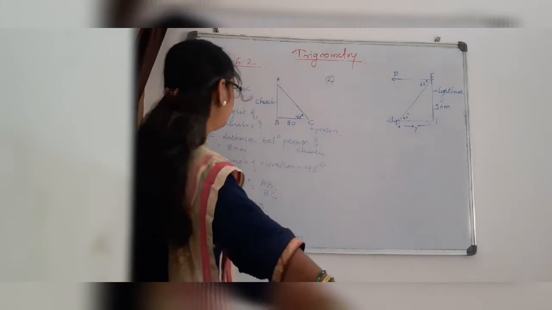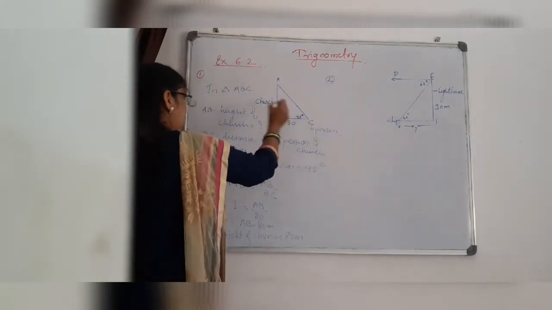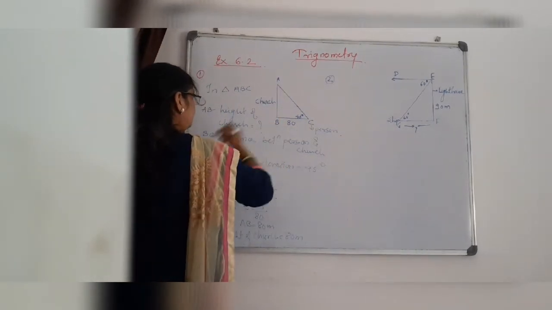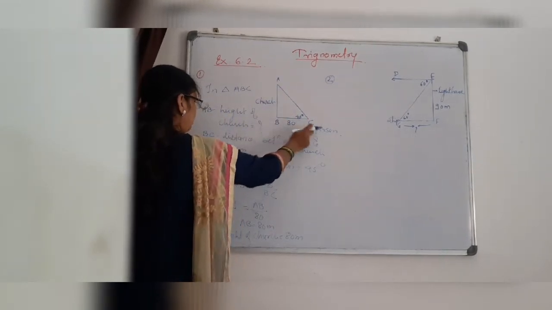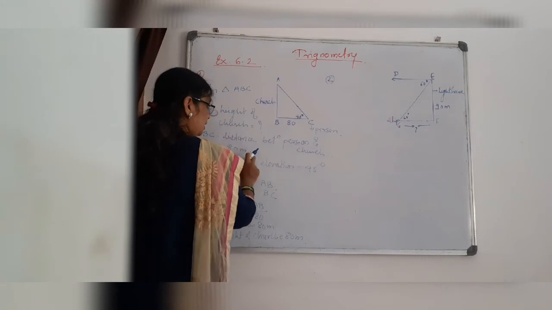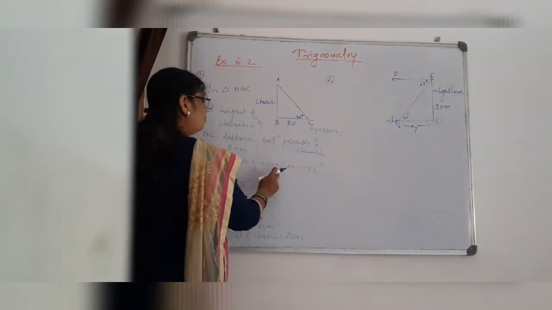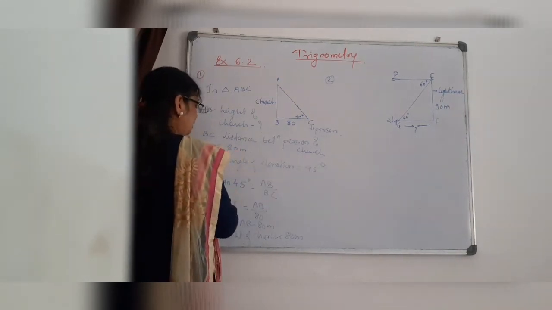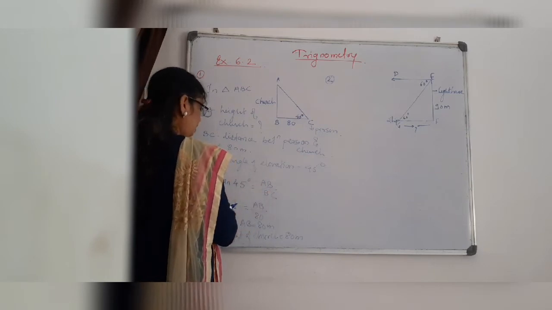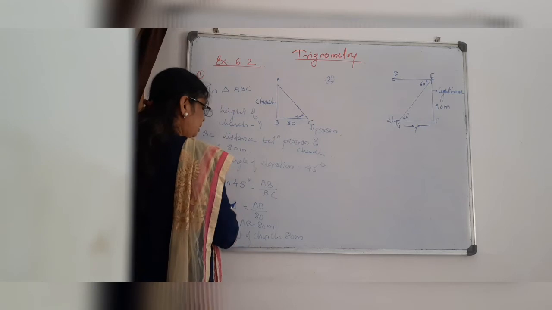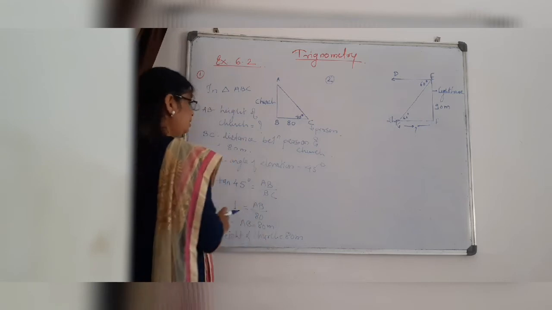What you have to do, students? Draw the figure first, then write down what you have to take. AB is the height of the church, that you have to find out. BC is the distance between the person and the church. Then the angle of elevation is 45. And then tan 45 is equal to AB upon BC. Therefore tan 45 is 1. Now put the values, and you get the answer.